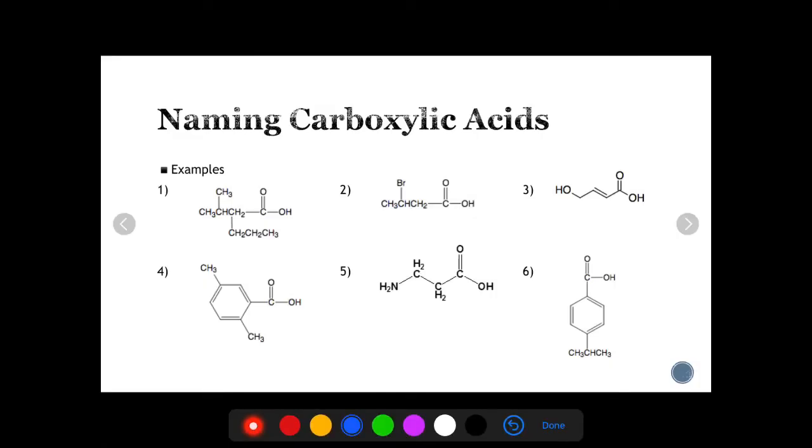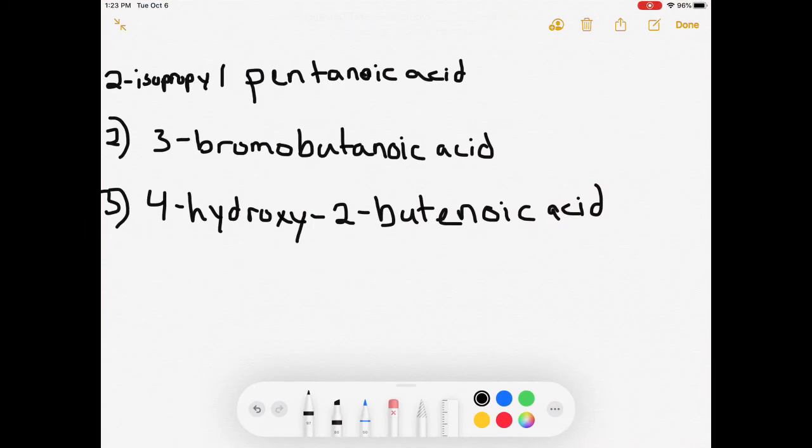Okay, and then over here, we have the carboxyl group attached to a benzene ring, and then we have 2 methyl groups. So this is going to be carbon 1, 2, 3, 4, 5. So we don't have to label where the carboxylic acid group is because it's always going to be a 1. So we do need to label where our methyl groups are on 2 and 5. So we'll start with that.